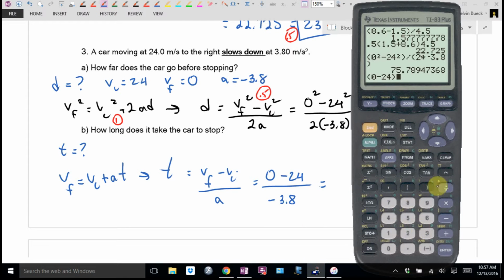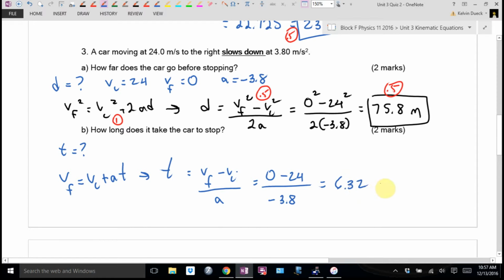0 minus 24 divided by negative 3.8. Aaron, I got 6.31 or 6.32? I would, yeah. Seconds. If you got that, great. Are there other ways to find T? I guess you could use D equals VIT plus a half AT squared. That'd be kind of ugly. You could also use D equals 0.5 bracket. You know what? I would do it this way. Same as before, Kennedy, 1 mark, half mark, turn the page.